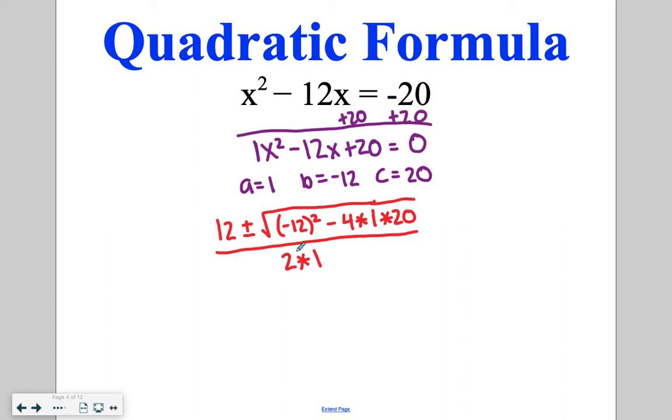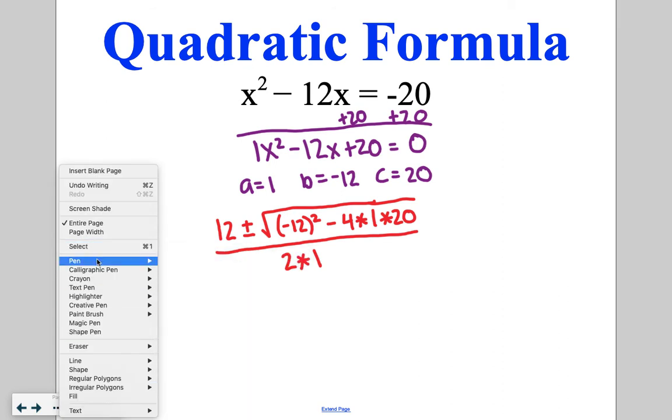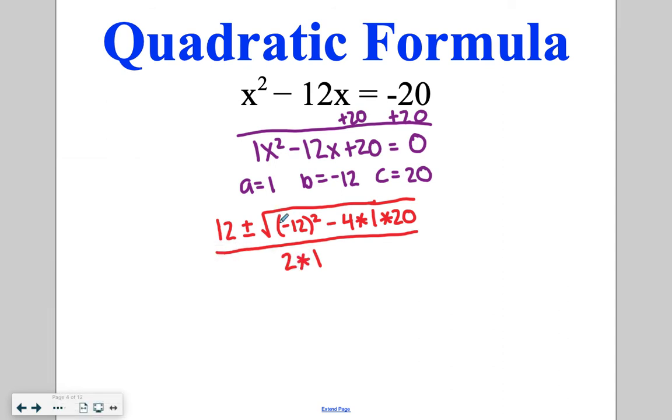Next, what you are going to want to do is plug the part under the square root, so negative 12 squared minus 4 times 1 times 20, into your calculator exactly as written. That's going to simplify your square root number. So we're going to have 12 plus or minus the square root of 64 over, and then we can simplify the bottom, 2 times 1 is 2.